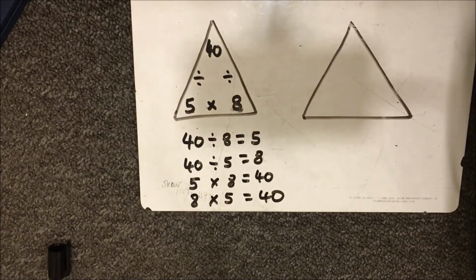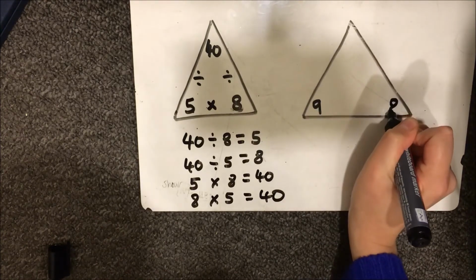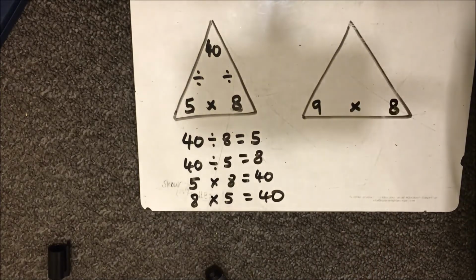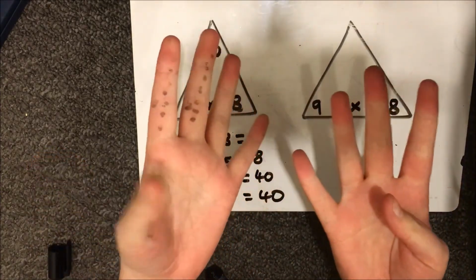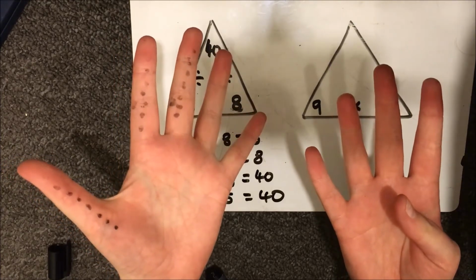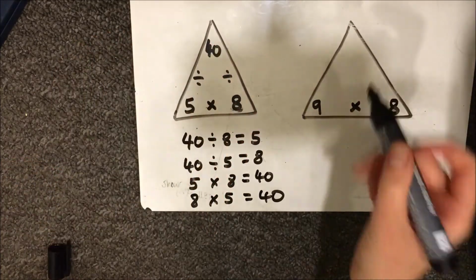Let's do 9 times 8. So 9 here and 8 will go here. We know those times at the bottom. So 9 fingers up, let's count in 8s. 8, 16, 24, 32, 40, 48, after 48, 56, 64, 72 at the top.